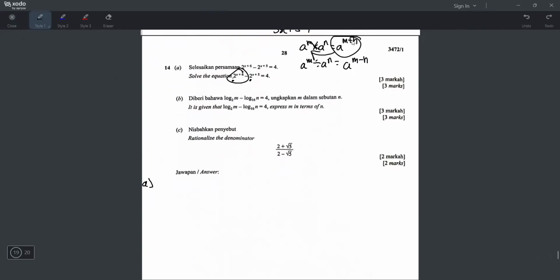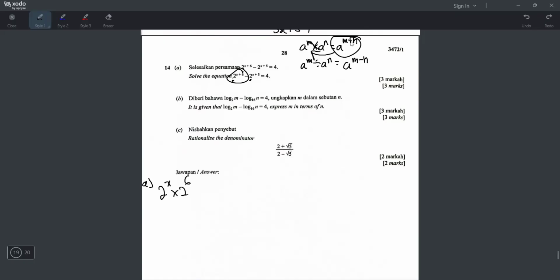You change from a power m plus n to a power m times a power n. So what happens to the 2 power x plus 6? It becomes 2 power x times 2 power 6. You understand, right? Since we can't combine them together, the opposite word for combine is like break up. So just break them up.